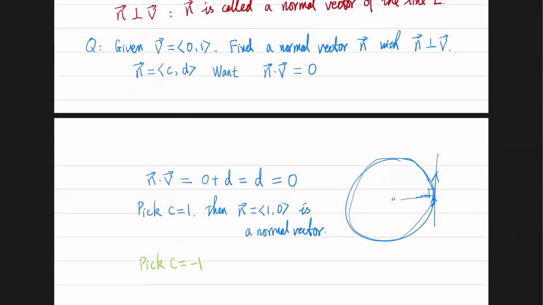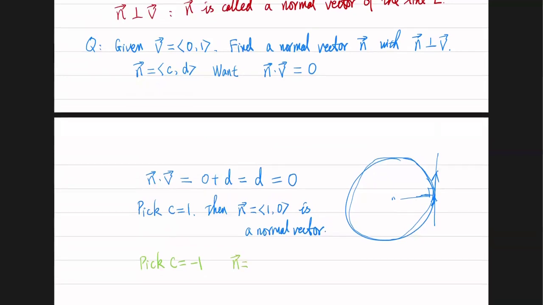If we pick -1, let's check. n is (-1, 0). What's the dot product?